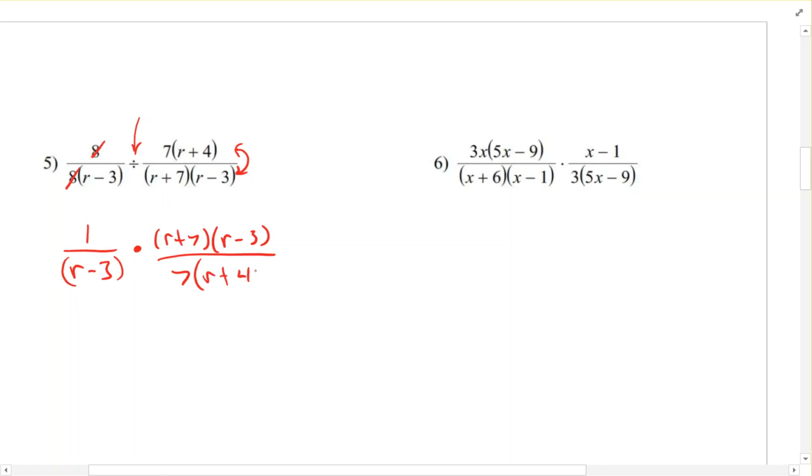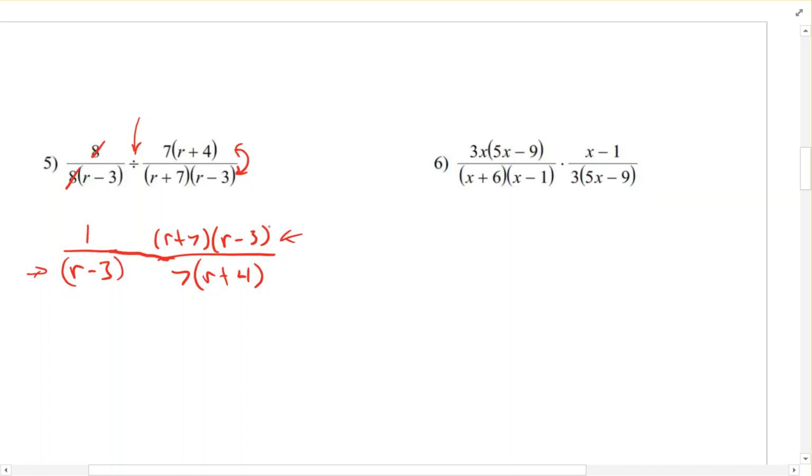Now you might be saying, well, that didn't help me because I've got r minus 3 over here, and r minus 3 up here. But they're in different spaces. I can't really cancel those, right? Because they're like two different terms or something. But no, remember when you're multiplying, you can just sandwich these things together. So this is pretty much the same as just drawing this right across, right? This is all just one big expression.